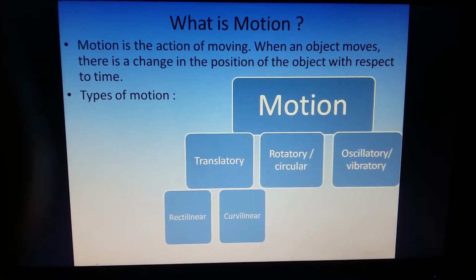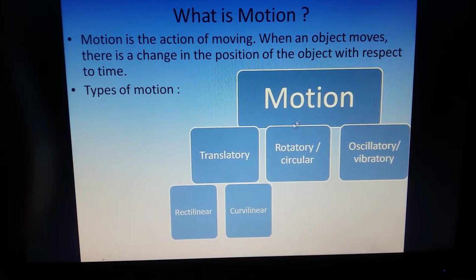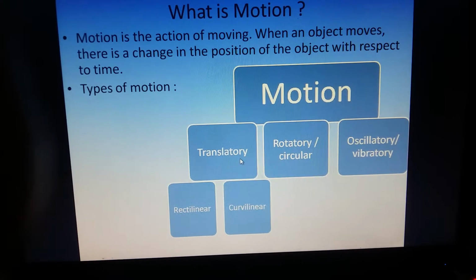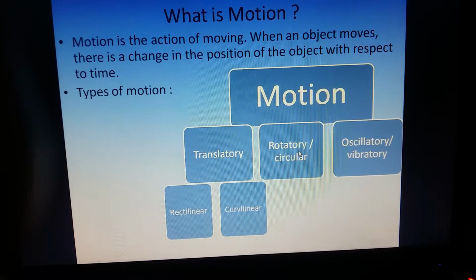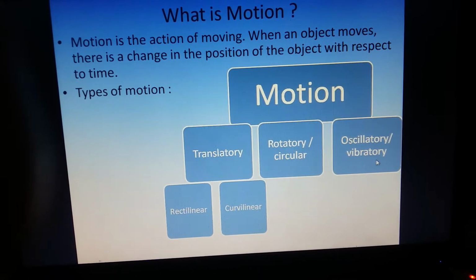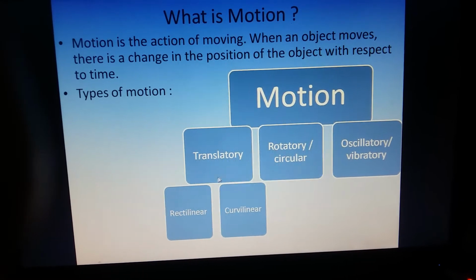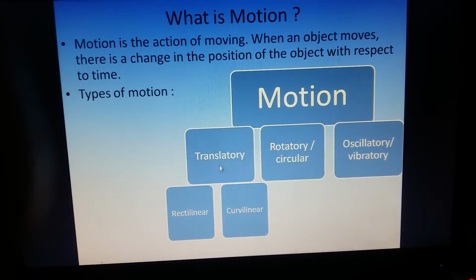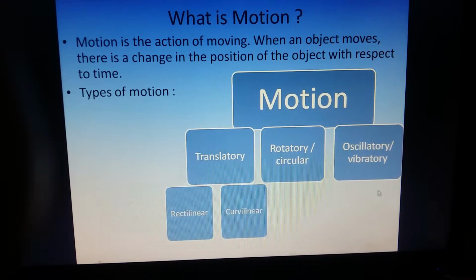What are the types of motion? Motion can be of three types. It can be translatory motion, rotatory motion, or third type is oscillatory or vibratory motion. Now this translatory motion is again of two types, rectilinear and curvilinear. Let us see these three types of motions in detail.